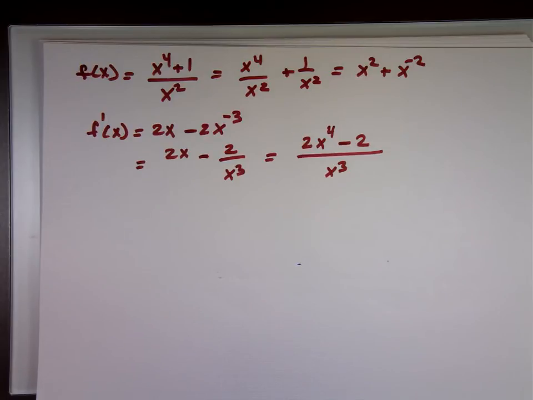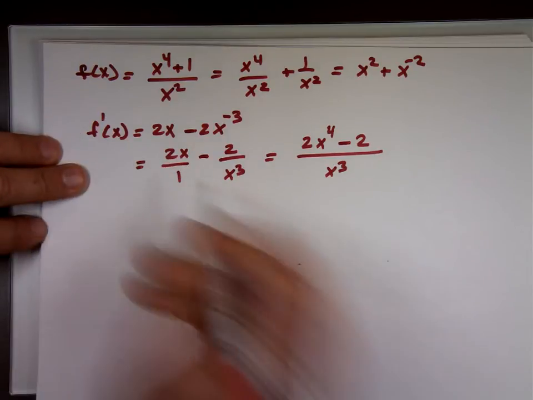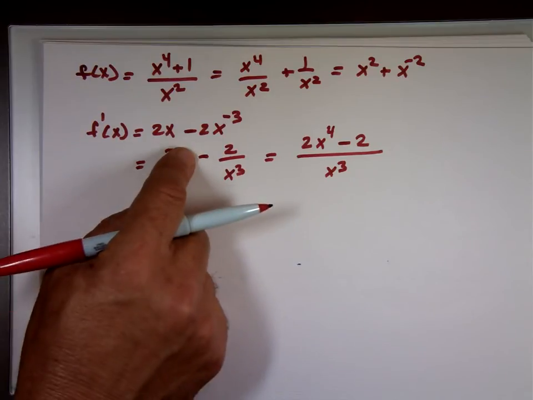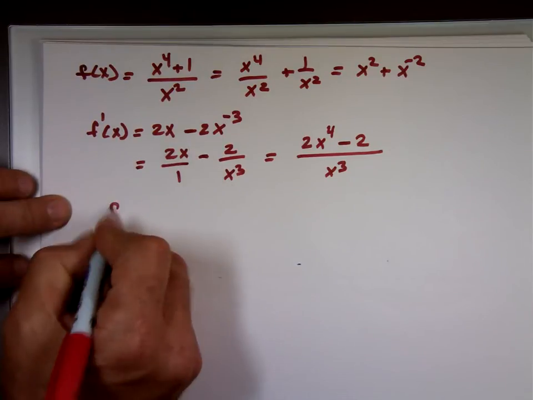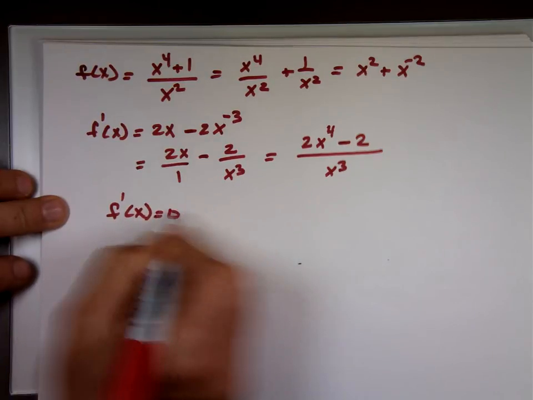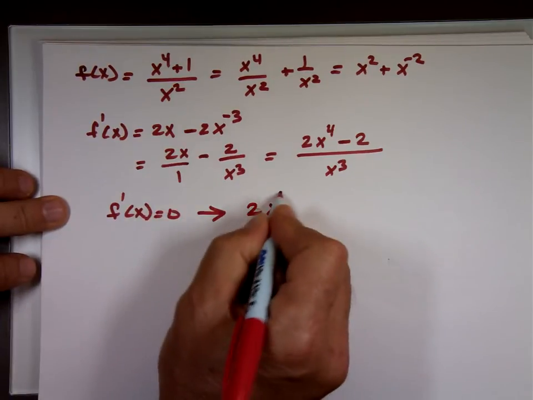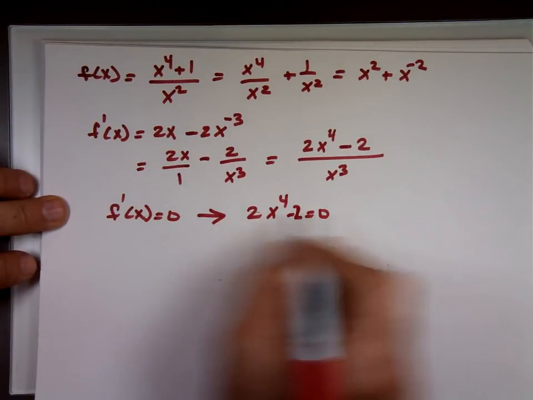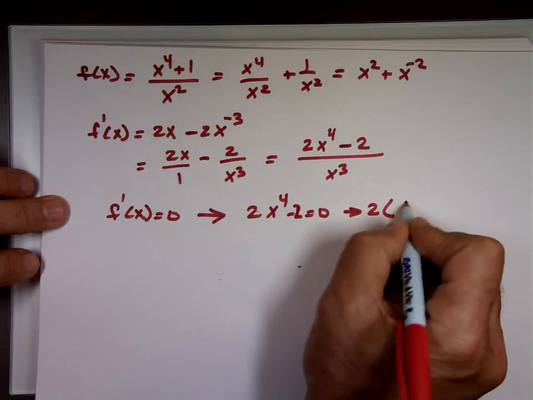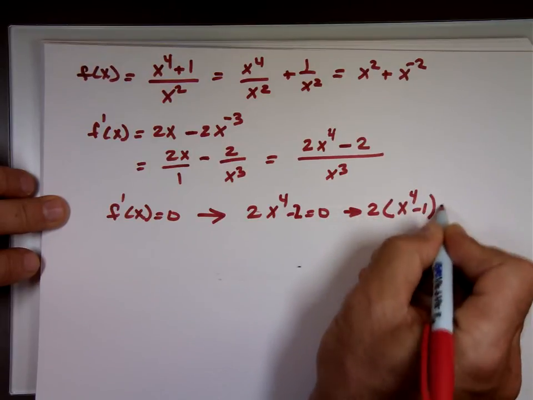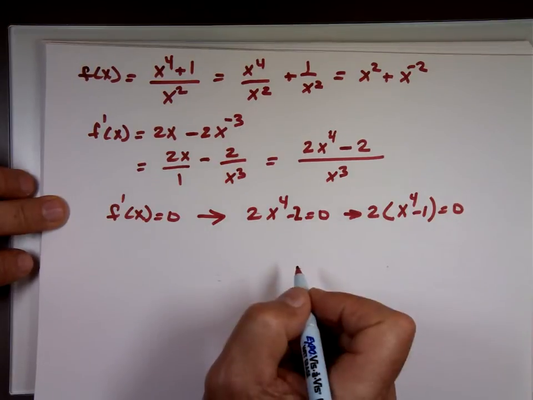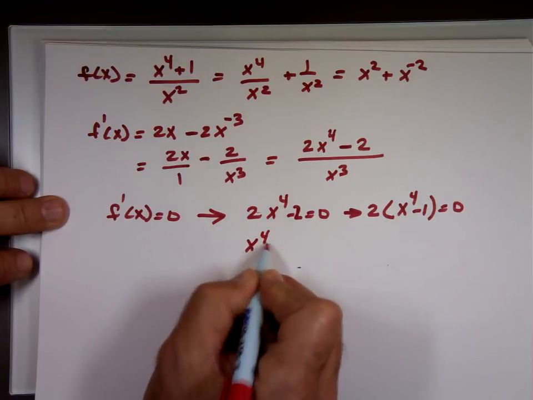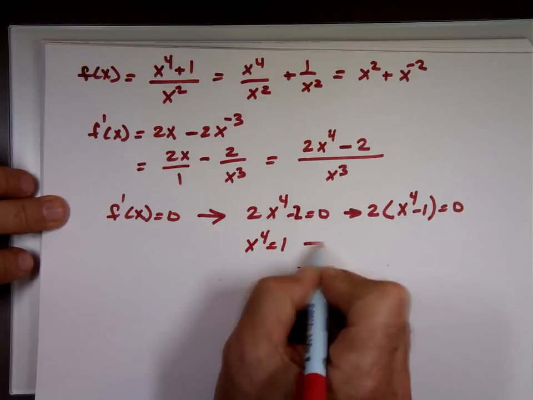Notice that's over 1. You've got to find the LCD, which is x cubed. So you multiply the top and the bottom by x cubed to make it 2x to the 4th. Now, where's the derivative 0? Take the top, 2x to the 4th minus 2, equals 0. Factor a 2 out. Right? So that means x to the 4th equals 1. x will be positive or negative 1.